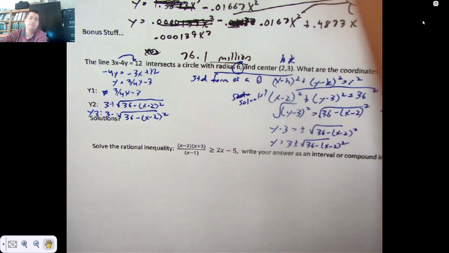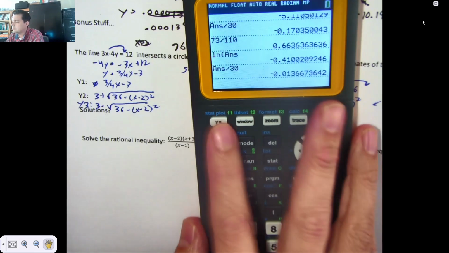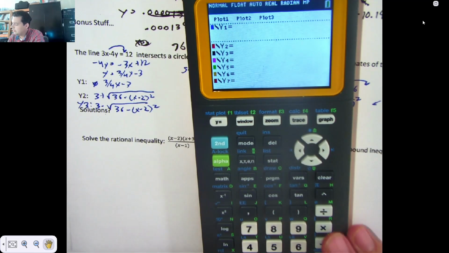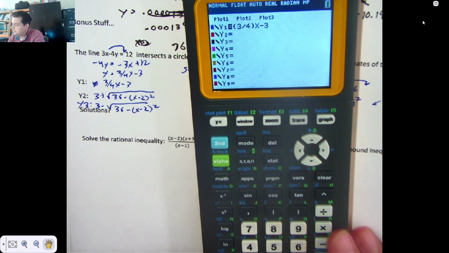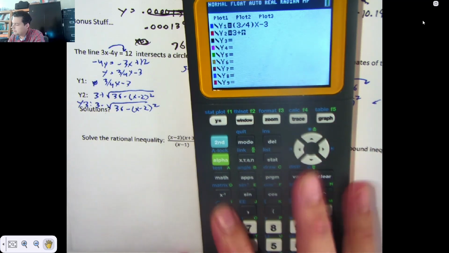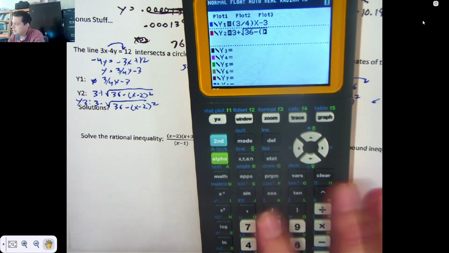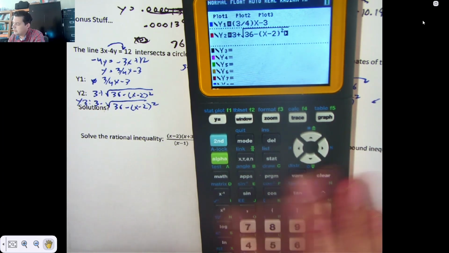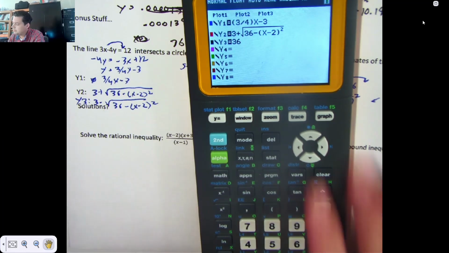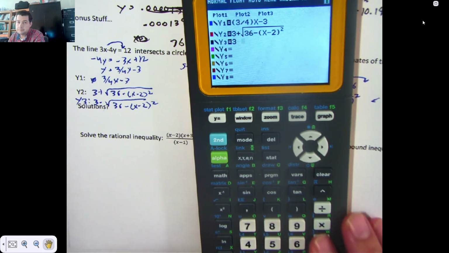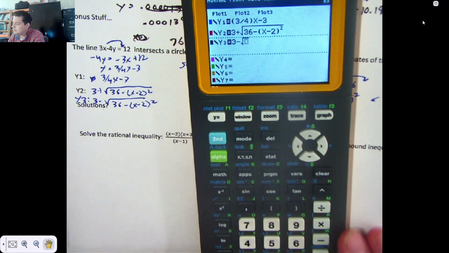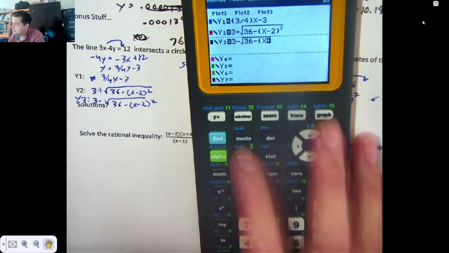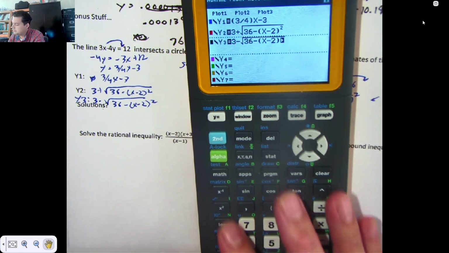And it's time to graph. We got our 3/4 of x. You can use the fraction key if you want to. You don't need to for something that small. Minus 3. 3 plus root 36 minus x minus 2 squared. 3 minus root 36 minus x minus 2 all squared.